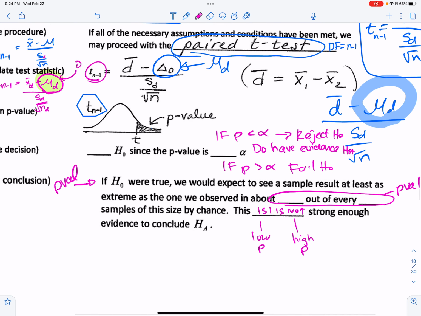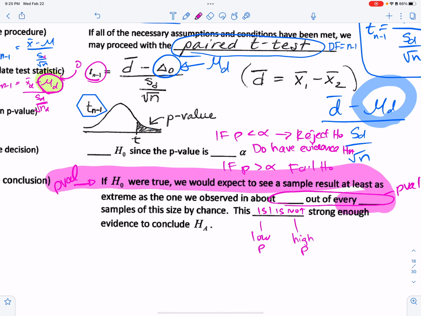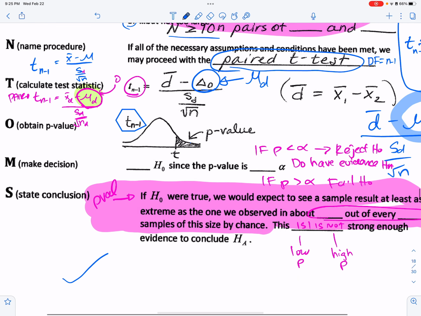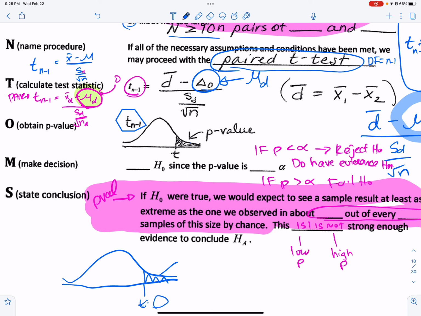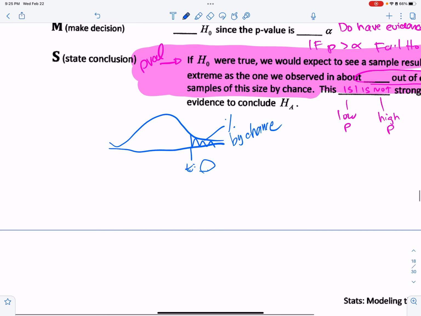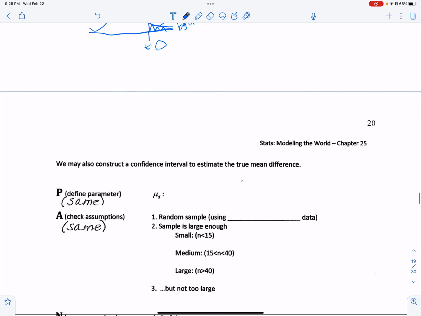If you see here, this is a great definition of p-value. The p-value is just the percentage on my curve. This is the p-value, and that's the percentage of times that we would observe my t, that's my observation, by chance in this size sample. All right, so everything else with hypothesis tests is the same.